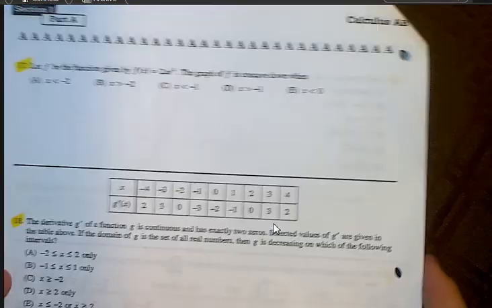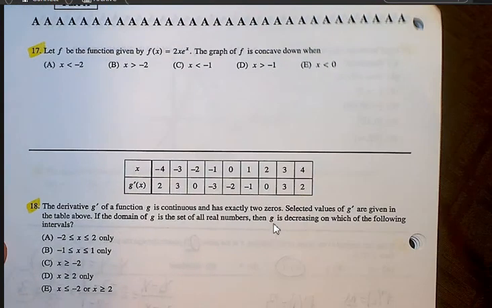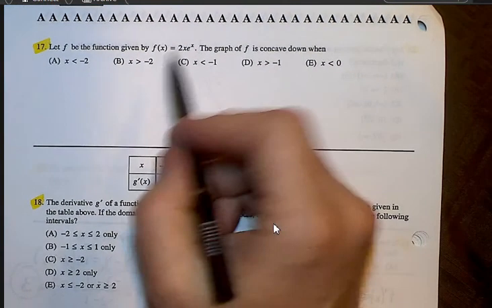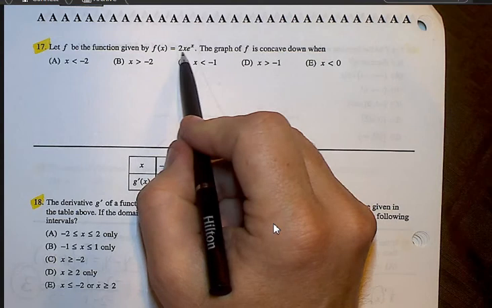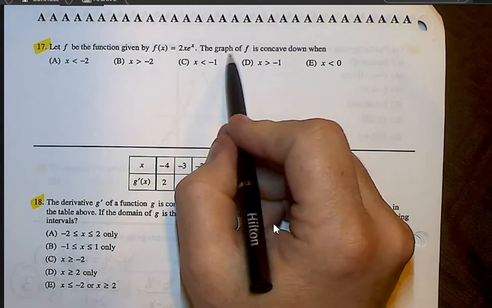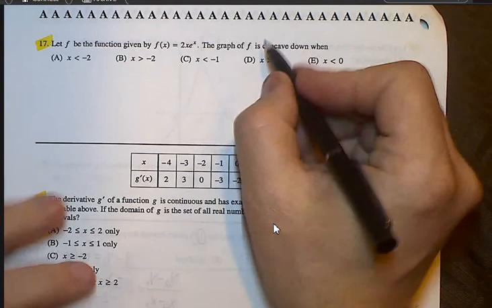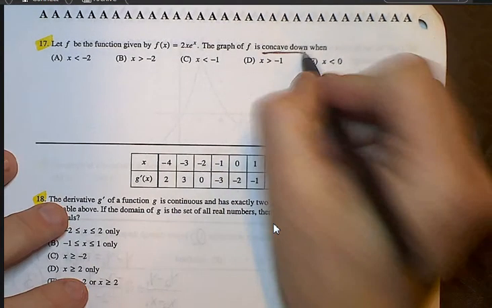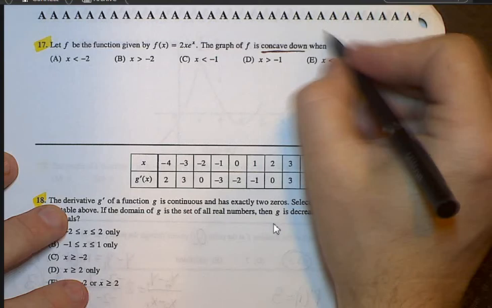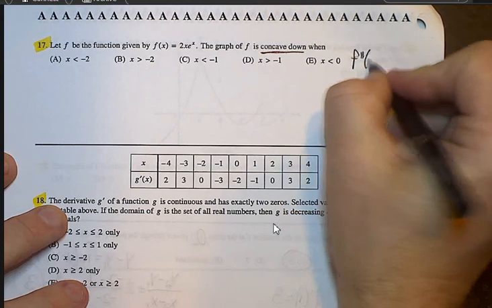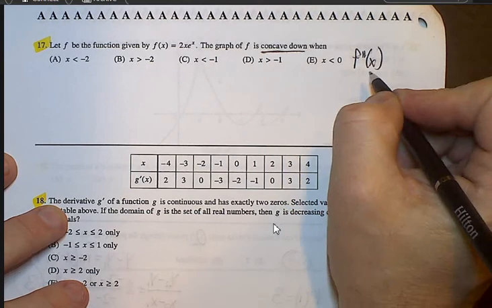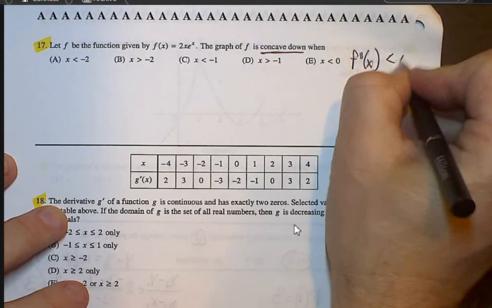Question 17. It says, let f be the function given by f of x equals 2x times e to the x. The graph of f is concave down when... and we have to remember that when we talk about concave down, we're talking about the second derivative, f double prime of x. When we're talking about concave down, we know it's less than 0. So we want it to be negative.